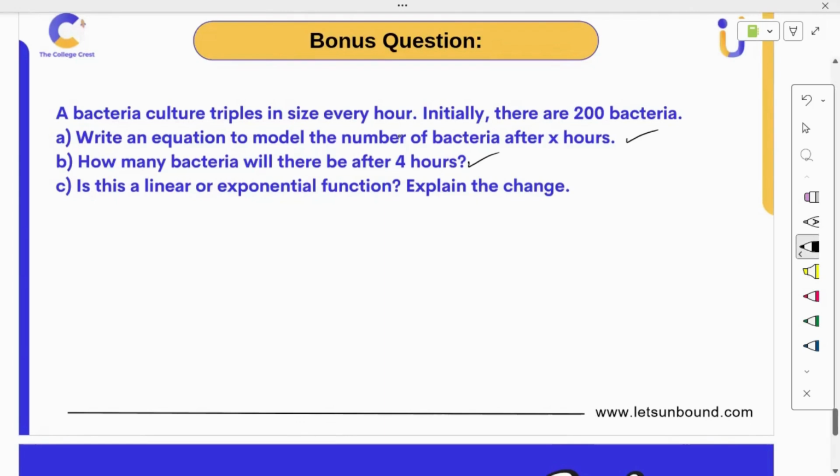Is this linear or exponential? This question is so simple. You can answer C first and explain the change, right? So when you're explaining the change, you can say constant rate, or if it's multiplying by a ratio, you can say proportionally. These are some exact words you can use here, right?